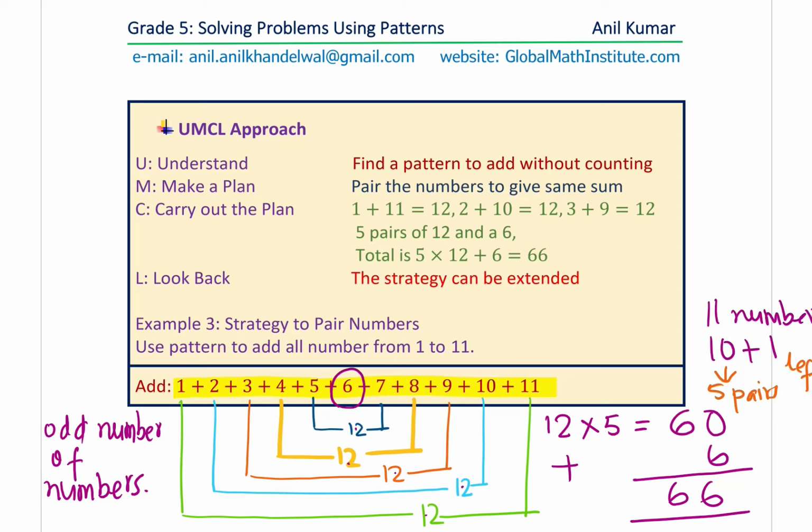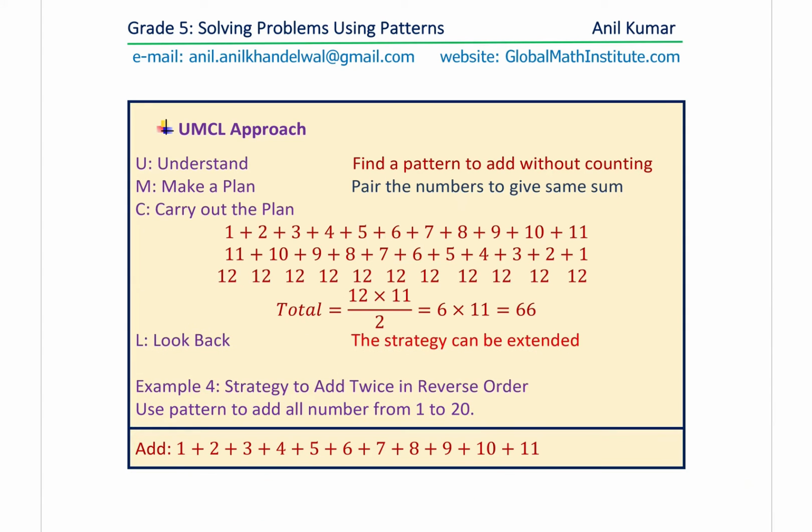Now these exercises were slightly simple. We took the numbers from 1 to the number, so it was easy to work with. So let's have another approach to this pairing. This we'll call method number 1. Here is another particular approach. We have to again add the numbers from 1 to 11.